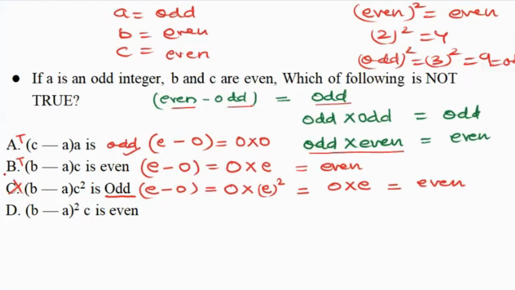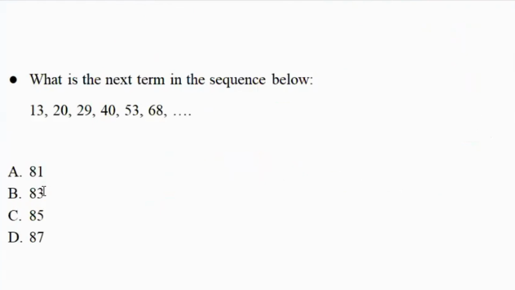Understood? Option A, option B, option D, all are true, but option C is not true. So the question is asking which one is not true, so option C is not true. Understood? Okay. Let's move to the next question.